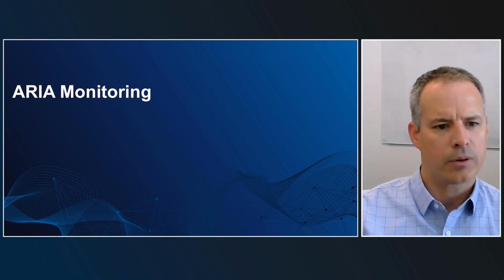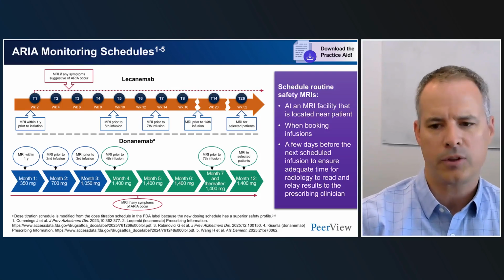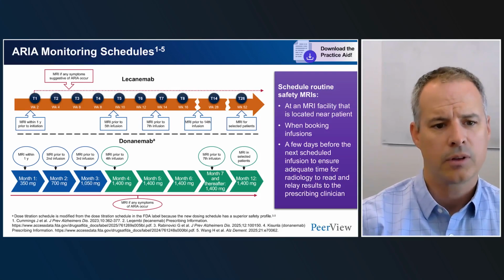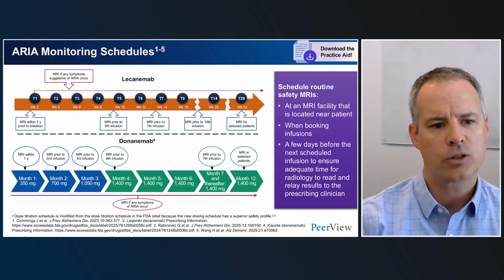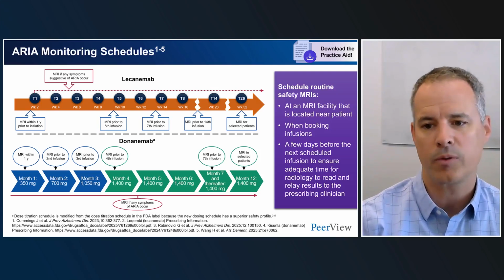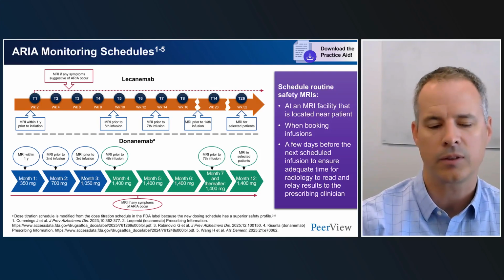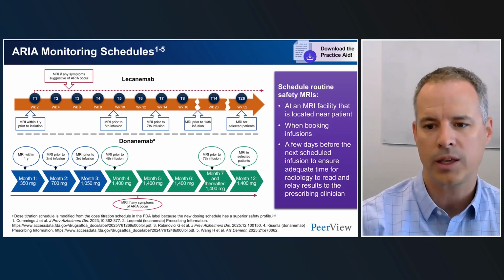So, ARIA monitoring. The schedules on the labels for these different drugs are slightly different for lecanemab or donanemab. But I think, first of all, it's important to make sure that you can find MRI facilities that are relatively convenient for the patients and that provide quality scans and have consistency in terms of their imaging protocols, that they have the scans that we just mentioned, and that they can provide you with a report that gives you the key pieces of information in a timely manner.